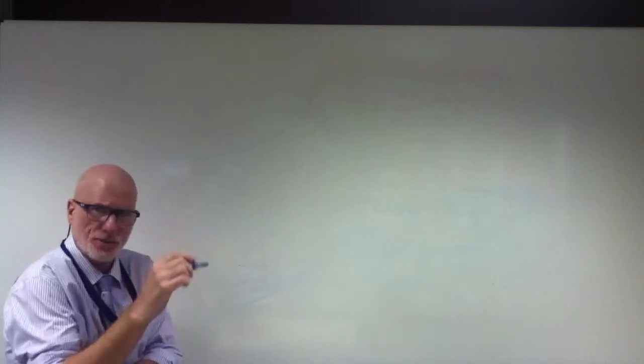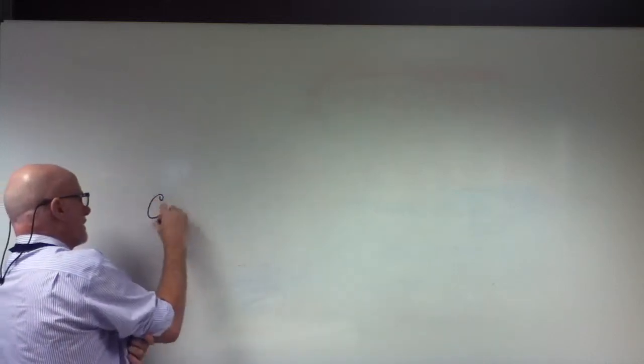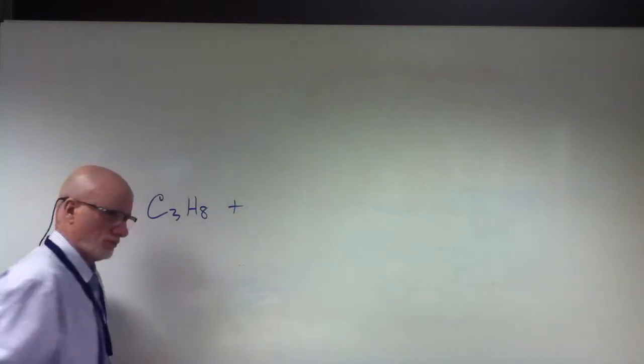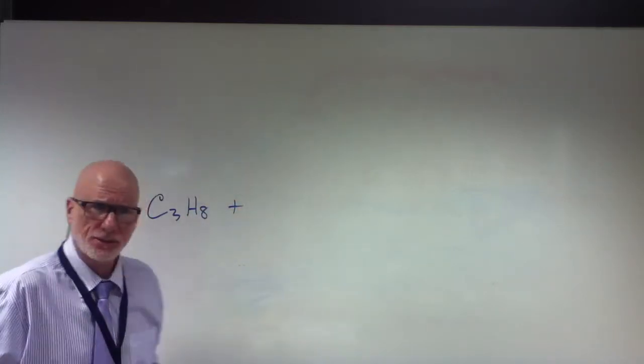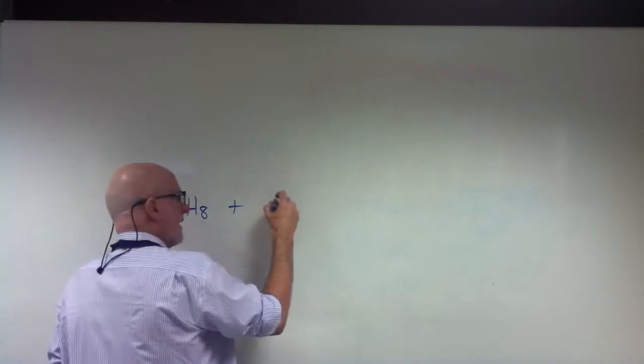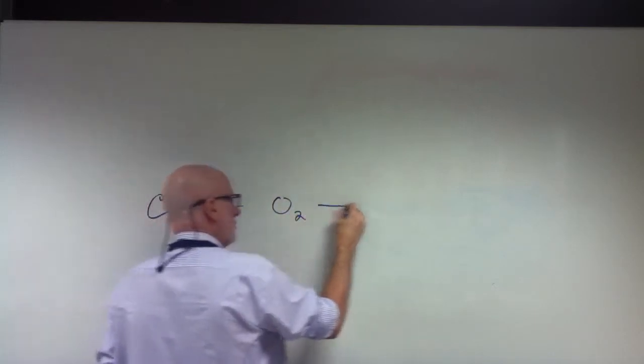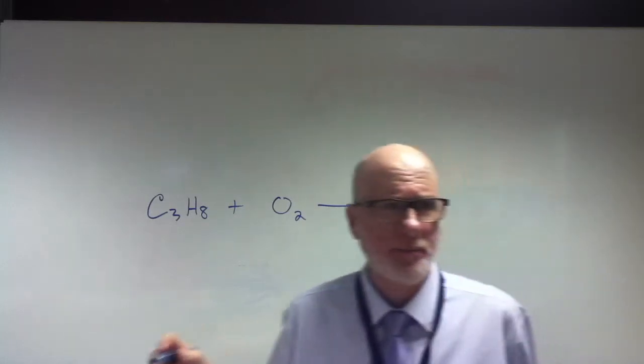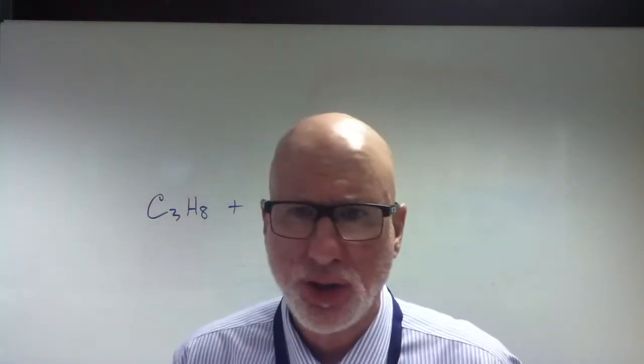Okay. So let's look at something a little bit more complicated. Let's say we have, and we'll balance it too, so we could practice. Let's say we have C3H8. That's actually propane. Okay? And then we have O2. And we produce, it's a combustion reaction, so you're going to produce carbon dioxide and water.